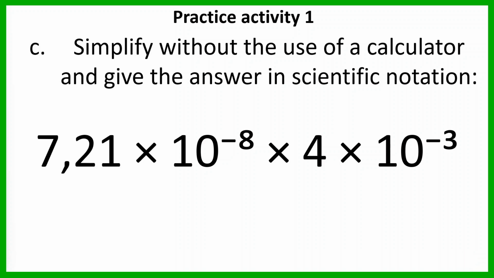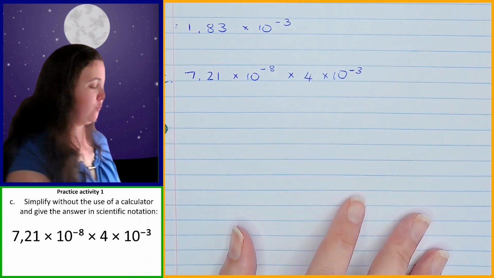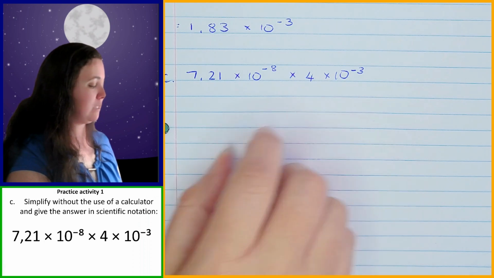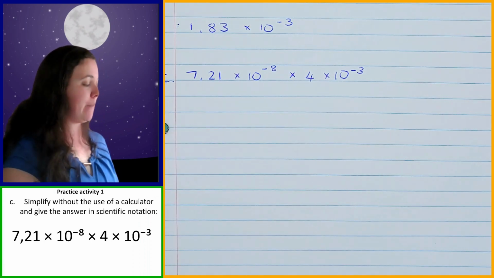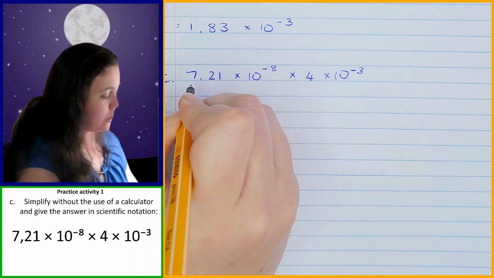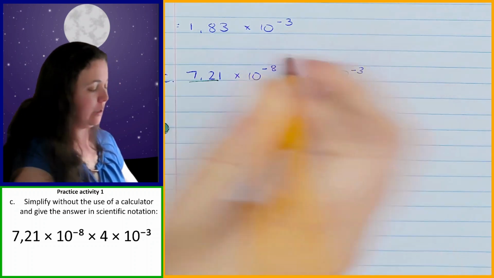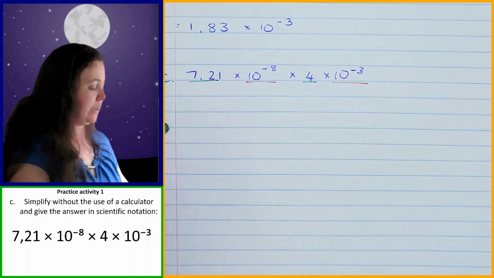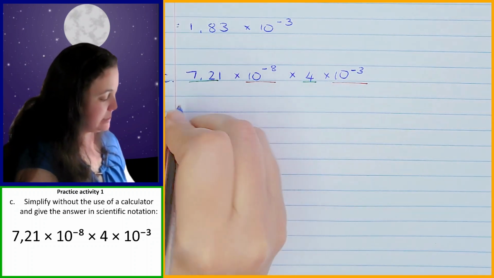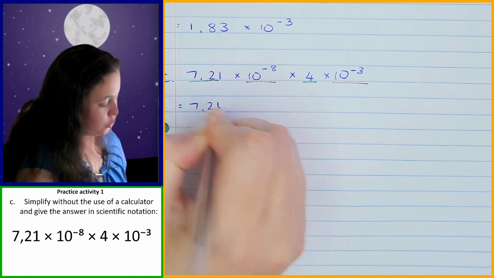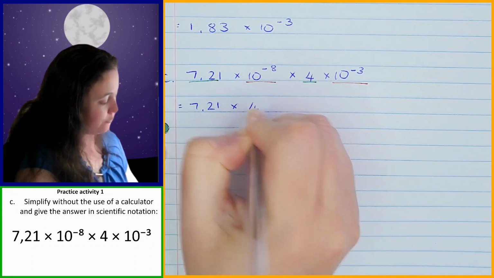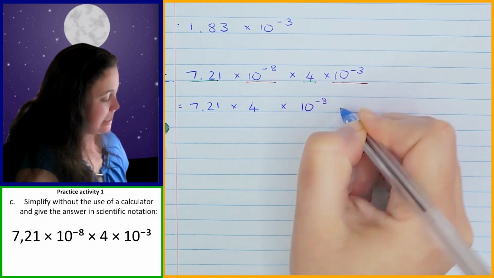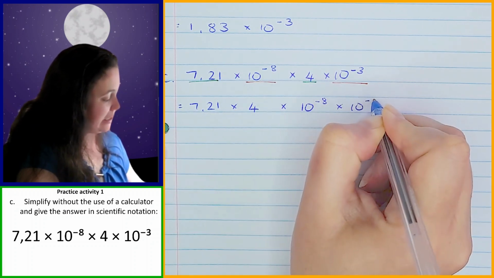Okay, so let's go through that and see what you should have got. So first of all, I've got my question over here, 7.21 times 10 to the power of negative 8 multiplied by 4 times 10 to the power of negative 3. So my numbers in this one are 7.21 and 4, and then my powers of 10 are 10 to the power of negative 8 and 10 to the power of negative 3. Okay, so I'm going to start off with my numbers. So that is 7.21 multiplied by 4. And then I'm multiplying my powers of 10 together. So it's 10 to the power of negative 8 times 10 to the power of negative 3.